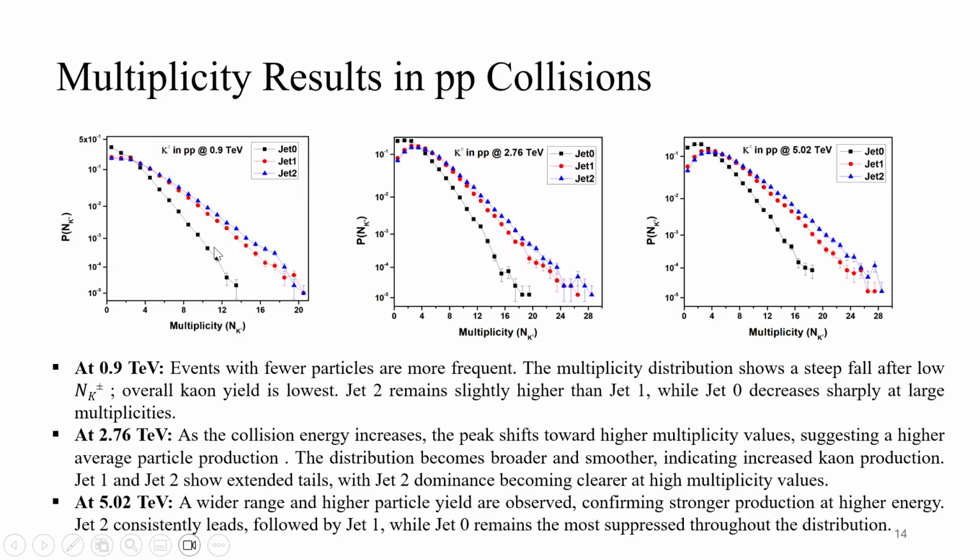As you can see here, consistently at jet 0, which means jet off, when the jet is set as off, you will see less frequent particle production, and when the jet is set as 1, there is intermediate behavior, and when the jet is 2, you can see the highest peak in all the given energies. So jet 2 is more prominent than jet 1, and jet 2 decreases sharply at the larger multiplicities.